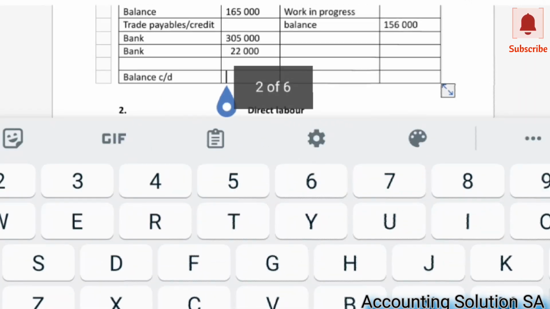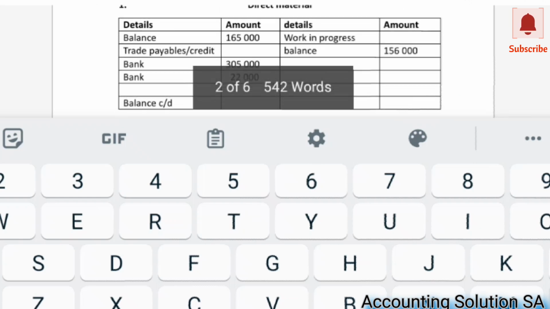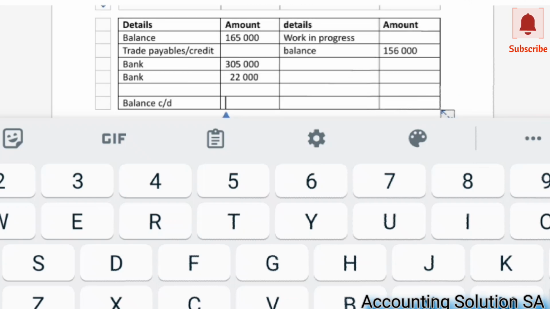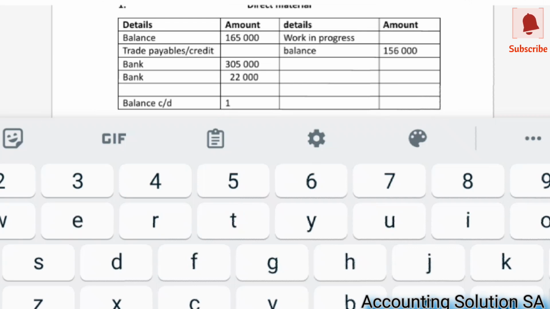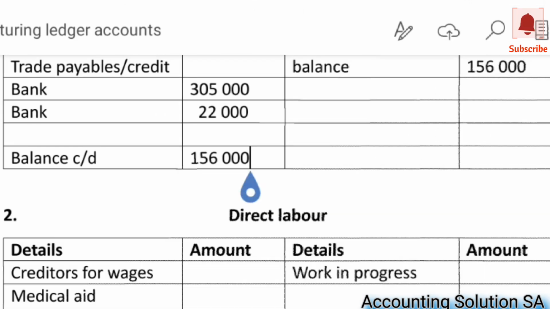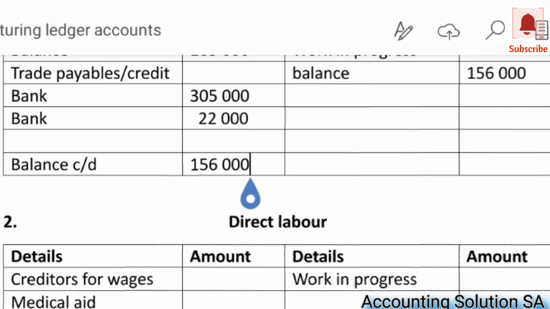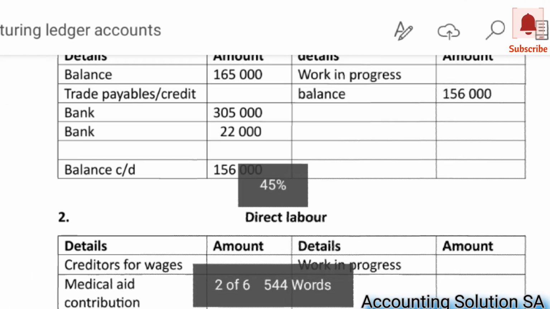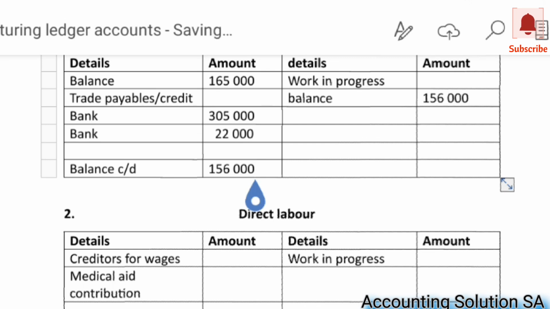So guys, this balance is a freebie as well, because it's the balance that you have to take on the credit side and you carry down on the other side. Remember guys, we have a balance brought down, which is the opening balance, and after we are done with everything, we have to carry down that balance at the end. So that's what we did here. You just copy that amount and you paste it on this side.